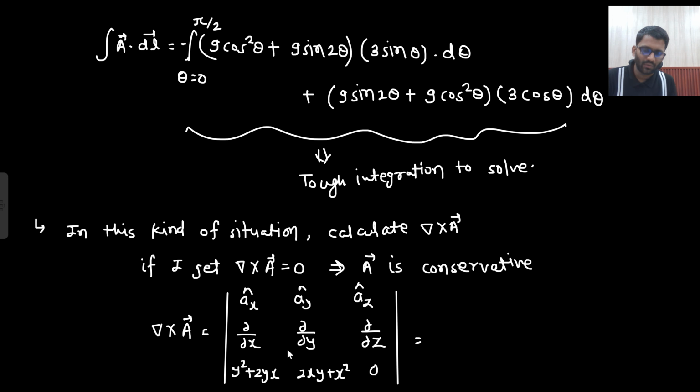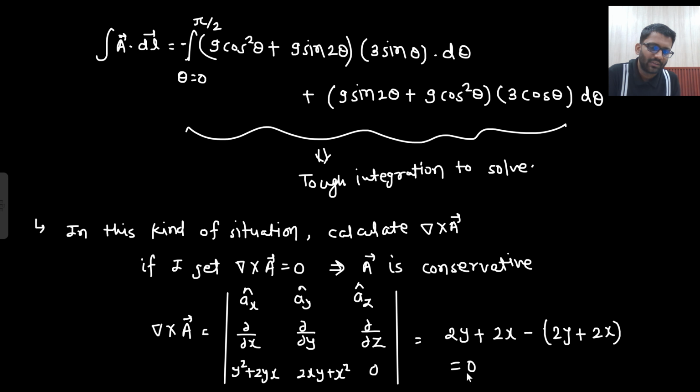What you are getting here? You are differentiating with respect to x. So 2y plus 2x minus, then you are differentiating with respect to y. So 2y plus 2x. So what you are getting? 0. Now if you are getting this as 0 in the examination, you will be the happiest person on the earth, right? Here del cross A is equals to 0. What does that mean? A is conservative.